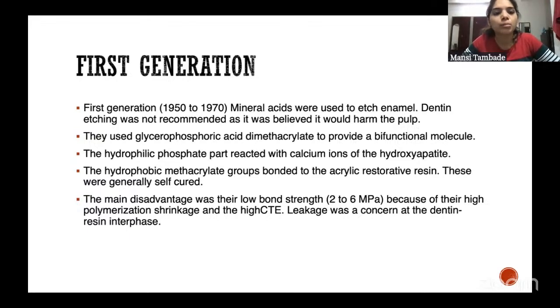First generation, the mineral acids were used, and they use glycerophosphoric acids. The hydrophilic part reacted with calcium of the hydroxyapatite. The hydrophobic methacrylate part bonded to the acrylic restorative resins. The main disadvantage was it didn't have good bond strength, and the coefficient of thermal expansion was also high.